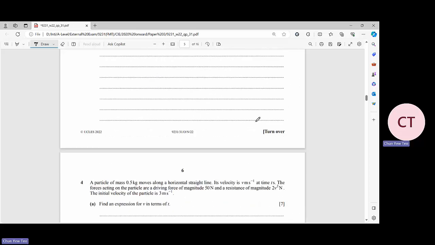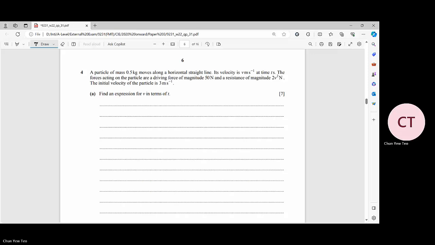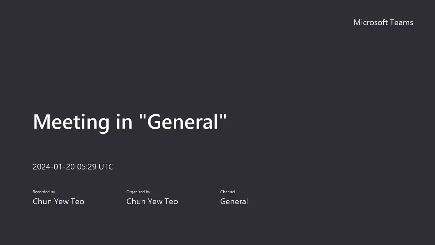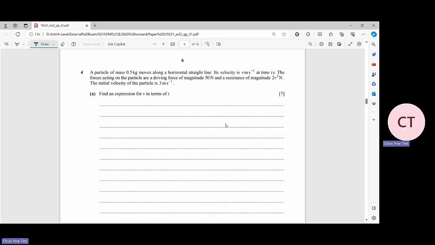Okay, so move on. We have question number 4. A particle of mass 0.5 kg moves along a horizontal straight line. Its velocity is v meters per second at time t seconds. The forces acting on the particle are a driving force of 50 Newtons and a resistance force of magnitude 2v squared Newtons. Initially, the velocity of this particle is 3 meters per second. Find an expression for v in terms of t.